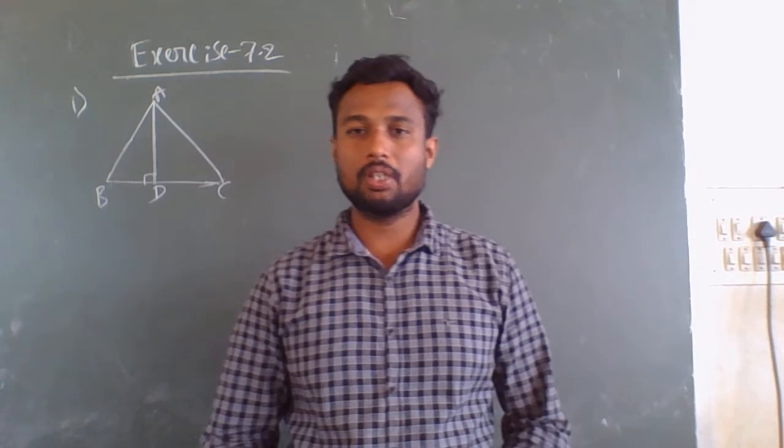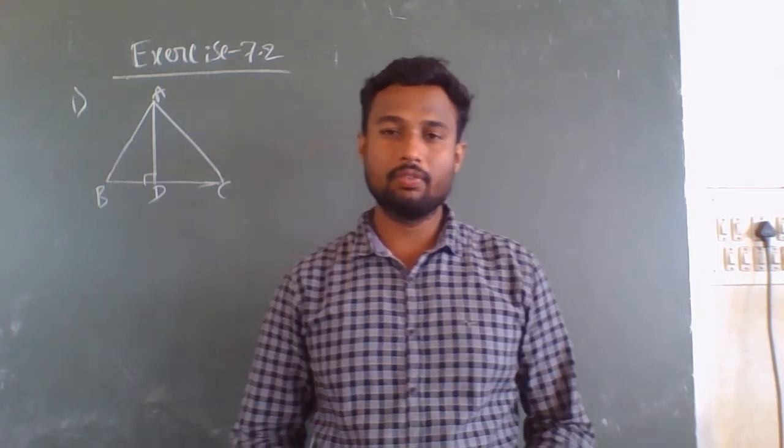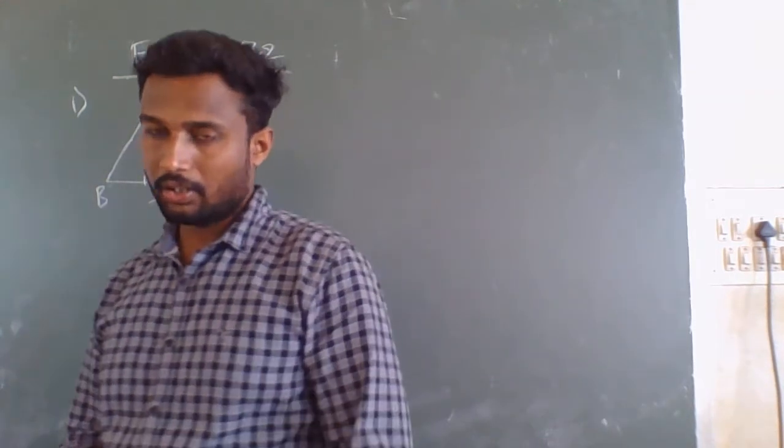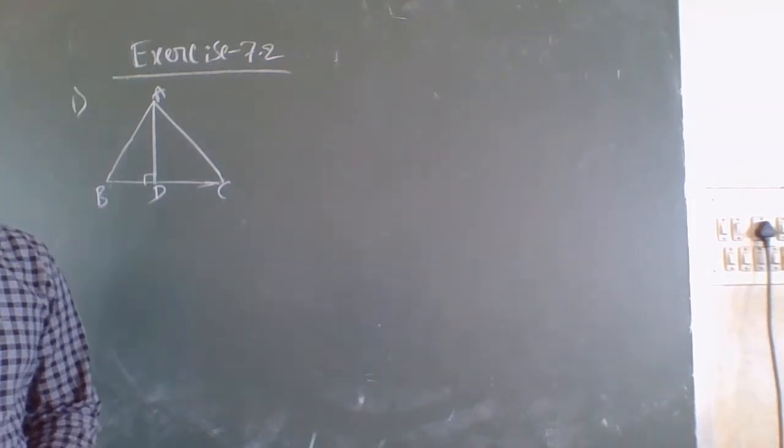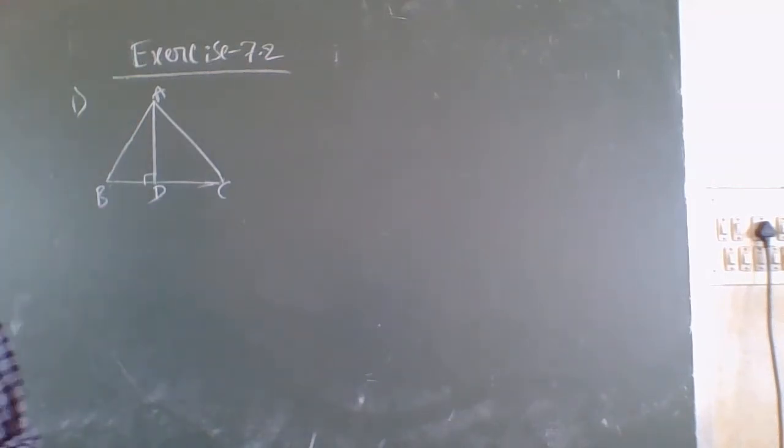In the previous class I completed exercise 7.1. So today I will continue with exercise 7.2, first problem. This is the diagram they have given for the first problem. And what they have given here in the problem.